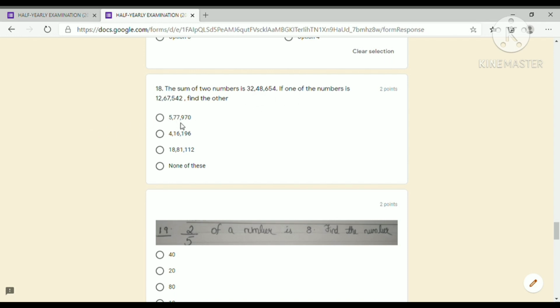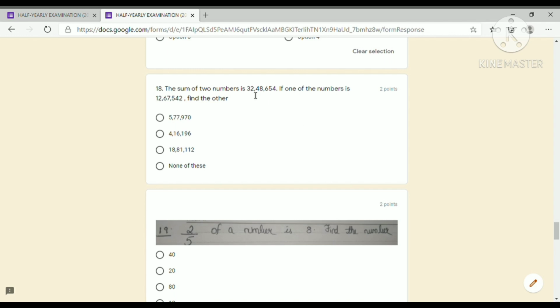I'm just telling you in simple terms. Suppose the sum of two numbers is 8 and one number is 3. Find the other. So what are we going to do? Naturally we will subtract. In order to find the other number, we are going to minus: 8 minus 3, which is equal to 5.